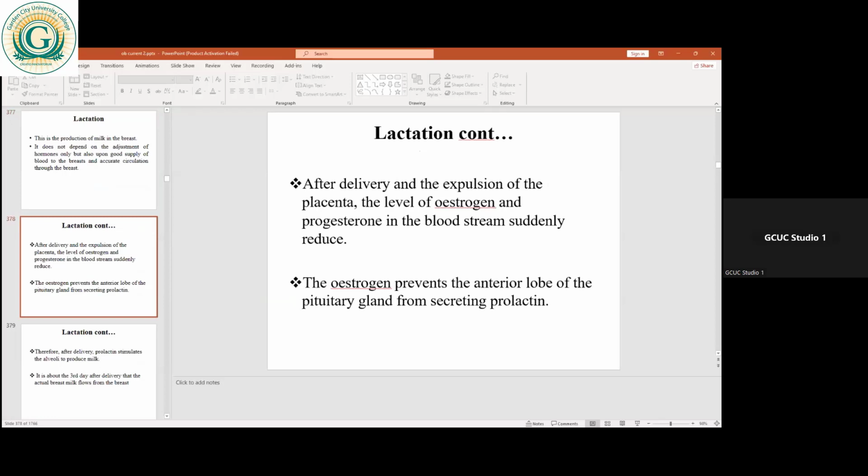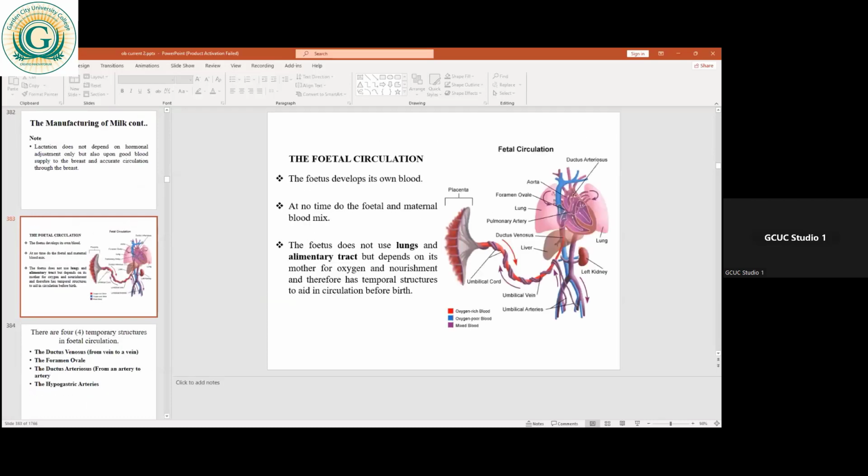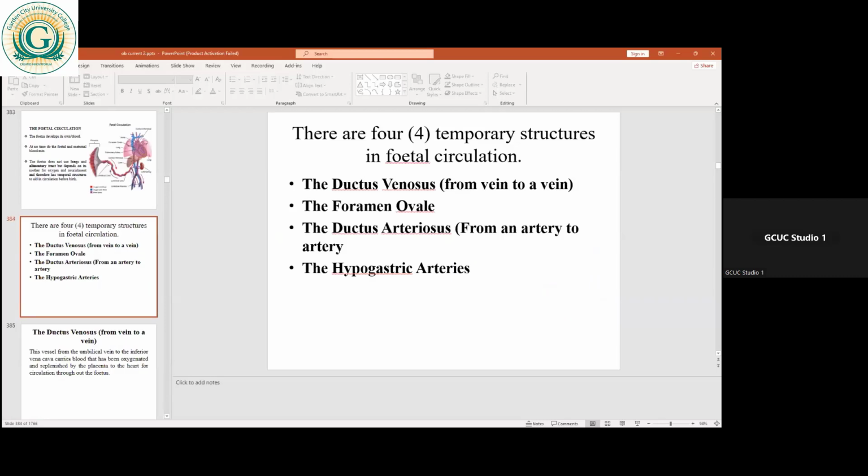And then finally, we look at the manufacturing of milk by the breast, and this is influenced by the prolactin and oxytocin. And then we finally landed on fetal circulation. And I said the difference between the fetal and baby circulation is this structure: ductus venosus, foramen ovale, ductus arteriosus.